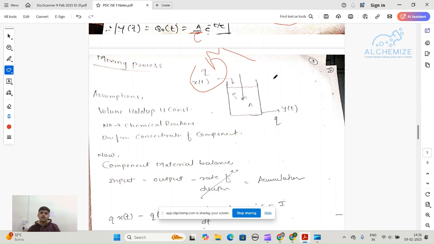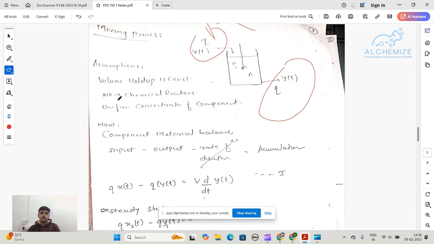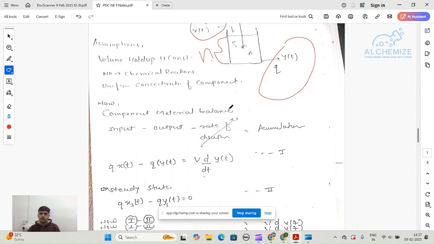Here is the same, that is a Q, and here Q is output, and this is the mixing tank, but there is no chemical reaction. Uniform concentration of the component is there, and volume holdup is constant. So here it mentions that volume holdup is constant, meaning the H is not going to change. That's why we can say that input rate and output rate are constant. So that's why I have not mentioned here Qi and Q naught, because both are the same. That's why the volume holdup is constant.